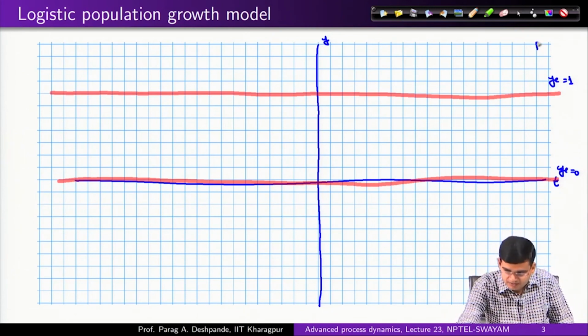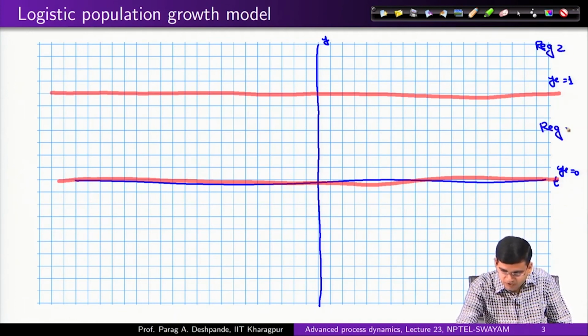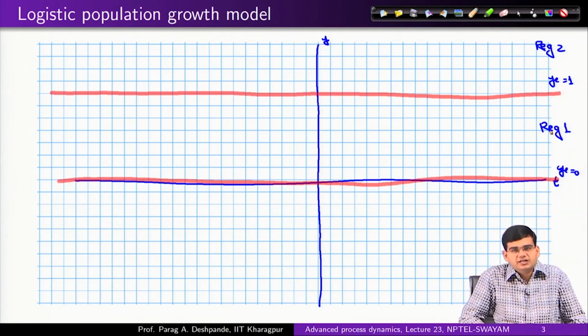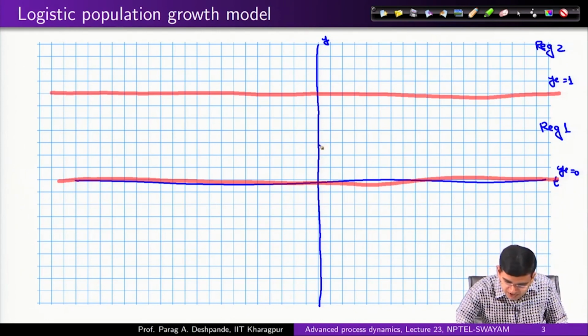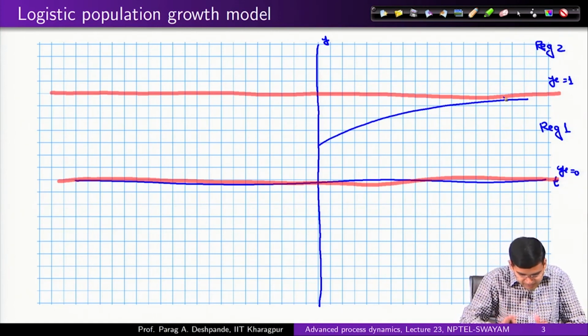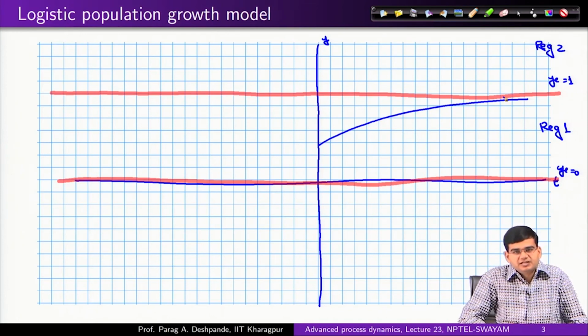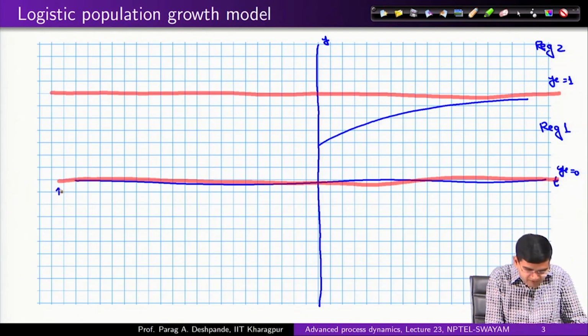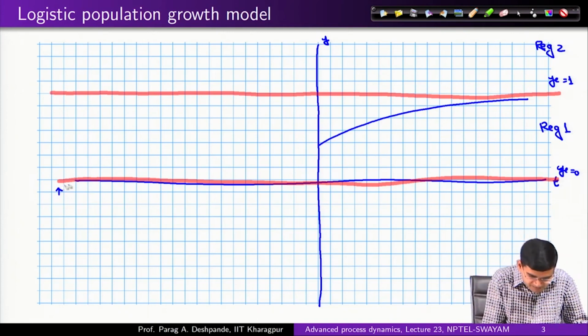So, region 2, region 1. We saw that in region 1 the derivative has to be positive, and then we drew this curve for example. Now, as I go towards negative time, y e is equal to 0 also has to be an asymptote, right. So, when I am here and I have a positive slope and this region is an asymptote, it would be something like this.